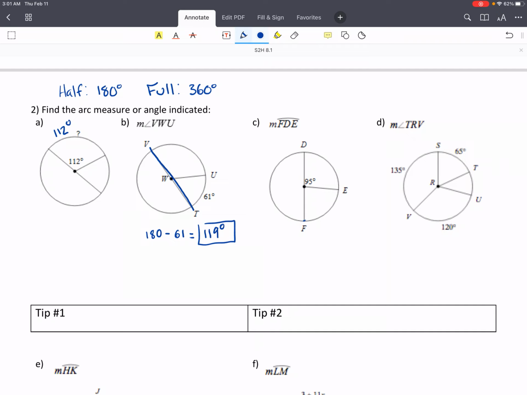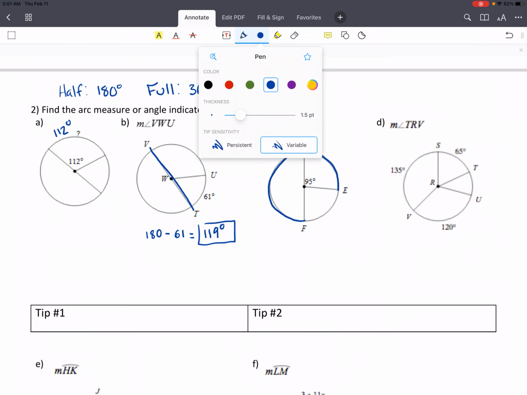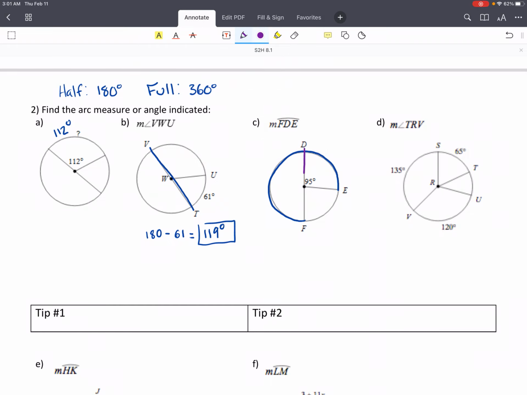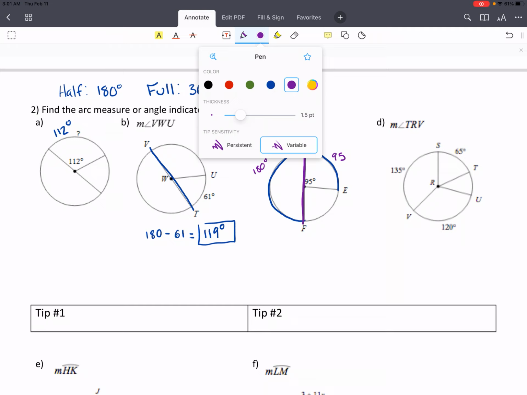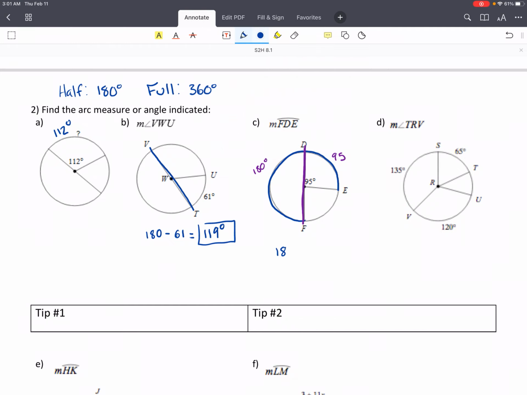Measure of arc FDE. So that's what I'm looking for. Well, once again, I know that I have 180. I'll do that in a different color. That's 180 degrees, and that's 95, which means I can just add those together. And I get 275 degrees.